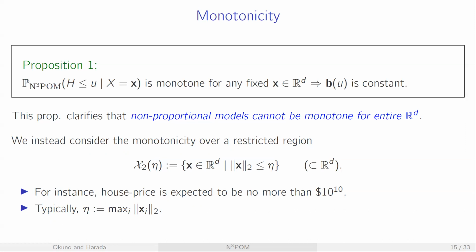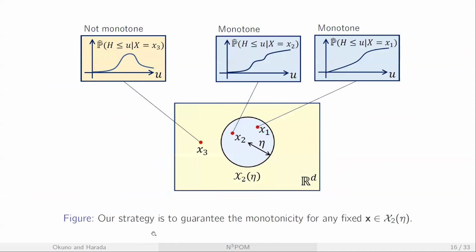So we instead consider a restricted region defined like this. The set X_eta is defined as the set of d-dimensional vectors whose norm is less than or equal to a user-specified parameter eta. Typically, eta is defined by the maximum value of the norms in the training dataset. Then this figure shows our strategy. As you can see, we want the proposed N3POM to be monotone for any x in the restricted region X_eta. We are not interested in the outside of the restricted region. So this is our strategy.